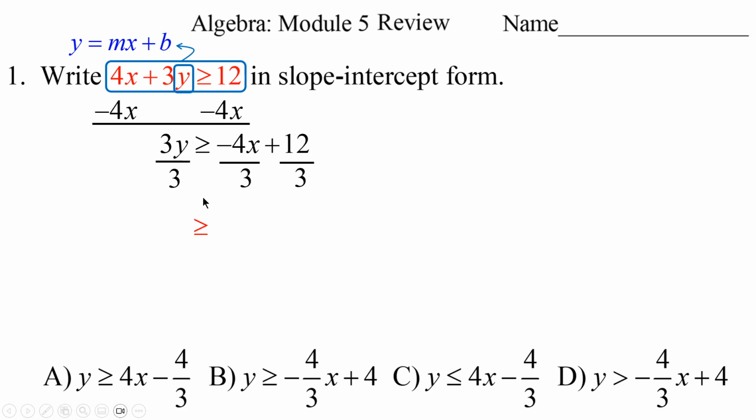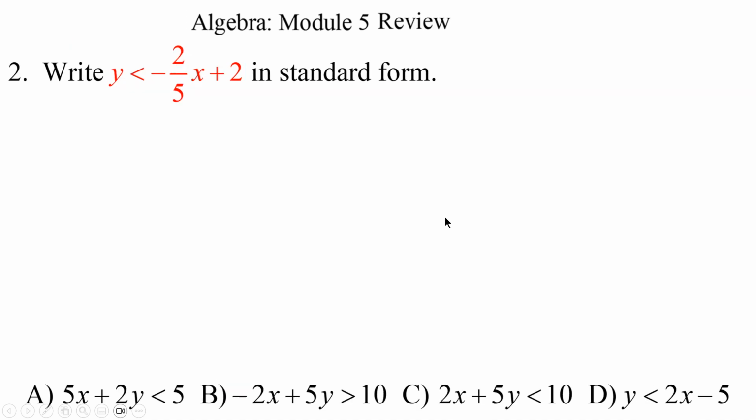Does not affect my inequality. So on the left, the 3's cancel, leaving the factor of y. And negative 4x over 3, I'm going to write that as a negative 4/3. And then my x plus 12 divided by 3 would be plus 4. And now let's go down here and see how we did. It's b, isn't it?